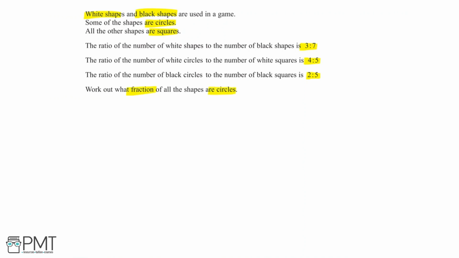So we can use the fact that the ratio of the number of white shapes to the number of black shapes is 3 to 7 in order to find out the proportion of white shapes to black shapes as a fraction. So we have white to black equals 3 to 7. And we can see that there are a total of 3 plus 7, which is 10 parts. So we can now write this as a fraction. We can say that 3 out of 10 of all the pieces used in a game are white. And therefore we can say that 7 out of 10 of the pieces used in the game are black.